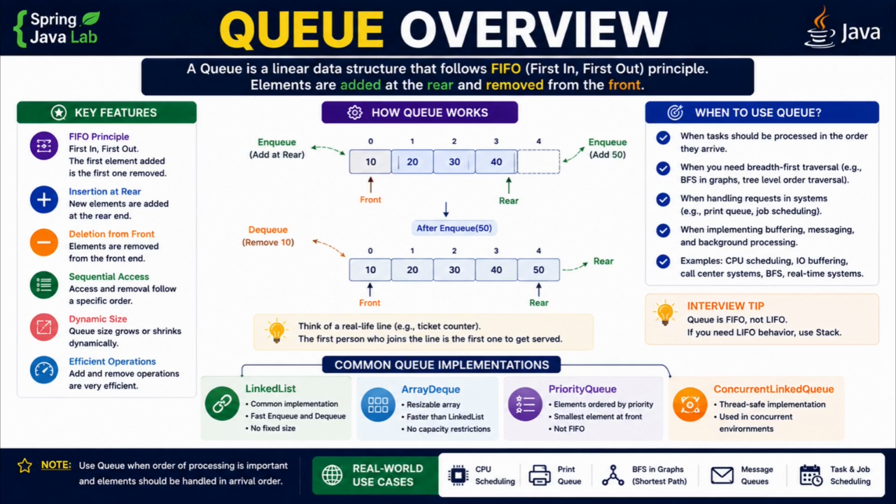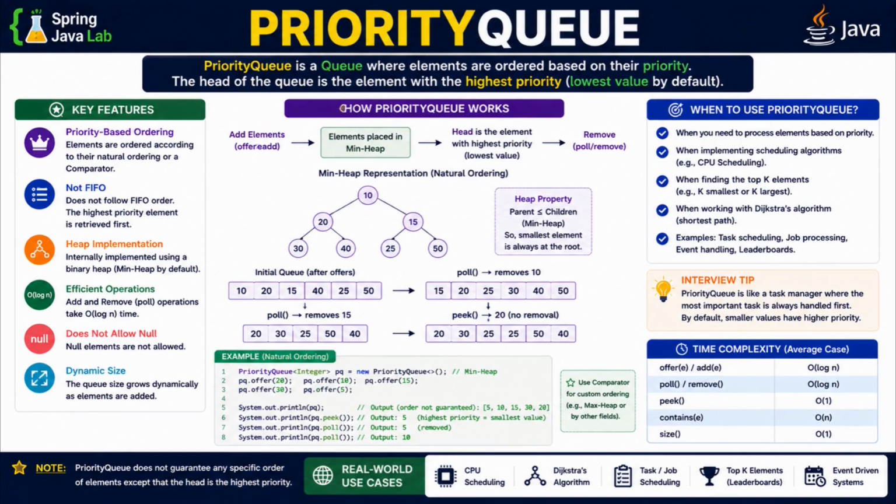Real-world examples include print queues, CPU scheduling, message processing, customer support systems, and task scheduling. Java provides multiple queue implementations, but the two you'll use most often are PriorityQueue and ArrayDeque. PriorityQueue is different from a normal queue. Instead of processing elements in the order they arrive, it processes them based on priority. By default, the smallest element has the highest priority. So even if 50 was inserted first, and 10 was inserted later, removing an element will return 10 first. That's because PriorityQueue automatically arranges elements according to priority.